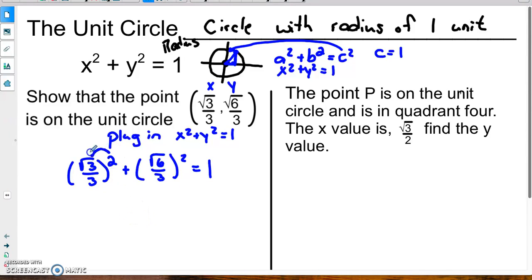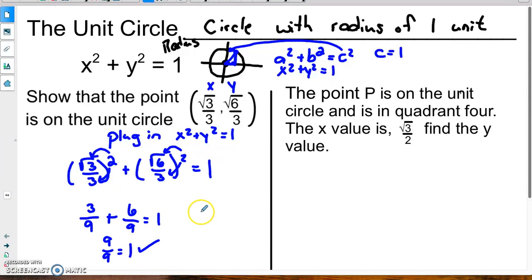Remember, when we square radicals, we go radical 3 times radical 3, which is radical 9. Well, the square root of 9 is 3. And we also square the denominator. Okay, so 3 squared is 9, plus. Same thing here. We square the numerator and the denominator. Radical 6 times radical 6 is radical 36. Well, square root of 36 is 6. In the denominator, 3 squared is 9. That equals 1. 3 over 9 plus 6 over 9 is 9 over 9. And that equals 1. So 1 equals 1.